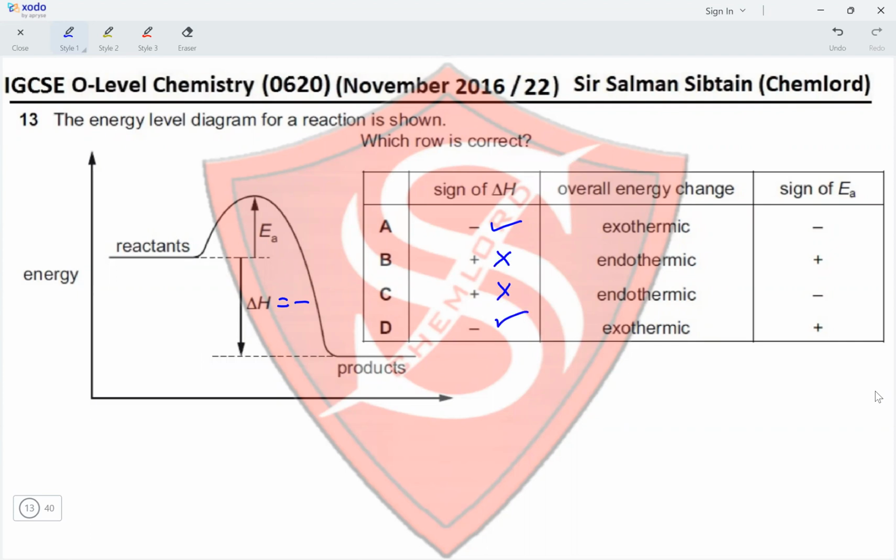Overall energy change. Now the overall energy change is exothermic because the energy level of product is lower than the energy level of reactants. So that is there in both the remaining options. And the sign for the activation energy, we must remember that activation energy is the minimum energy required for a reaction to occur. Since it is the energy required, activation energy will always have a positive sign and it will never have a negative sign, eliminating option A and making option D the correct option for this question.